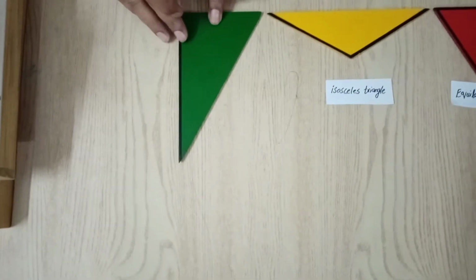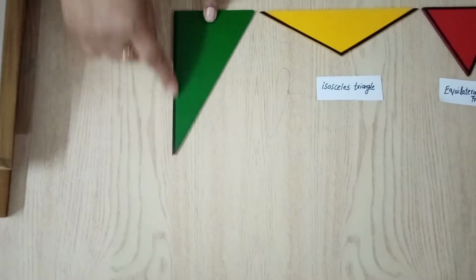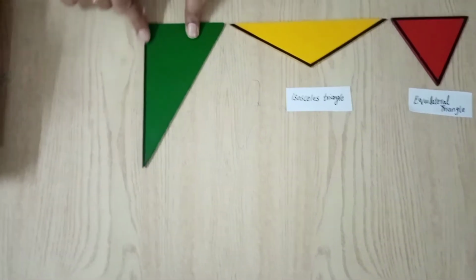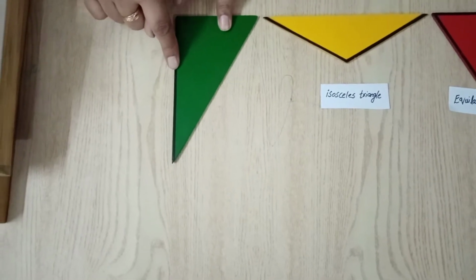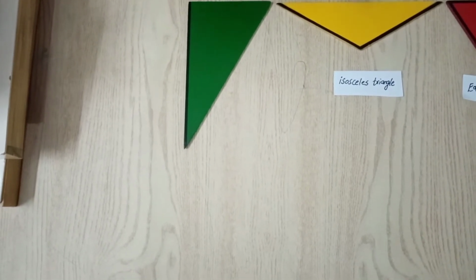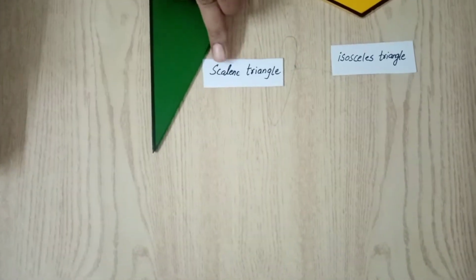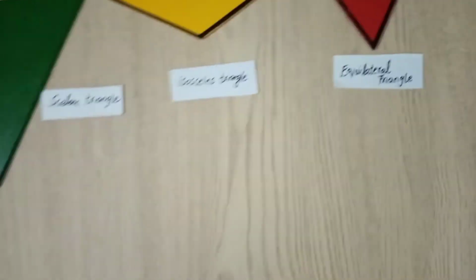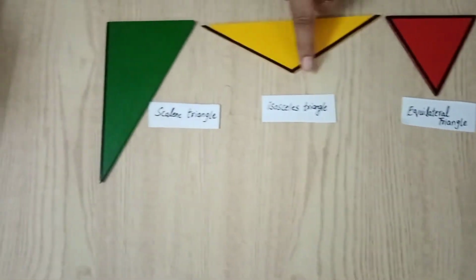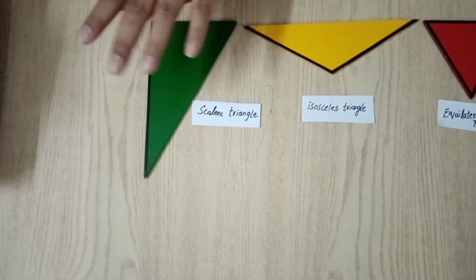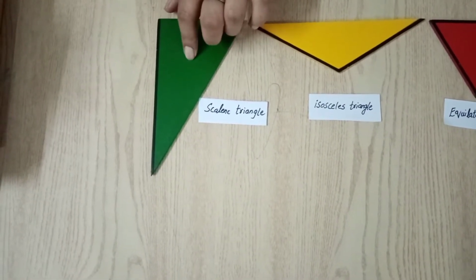Just focus on this triangle. No one side is equal to each other. This side is different from this one. This side is also different and this side is different. This type of triangle is called scalene triangle. Equilateral triangle, all sides are same. Isosceles triangle, when two sides are same, and when we have no sides that are same, this is called scalene triangle.